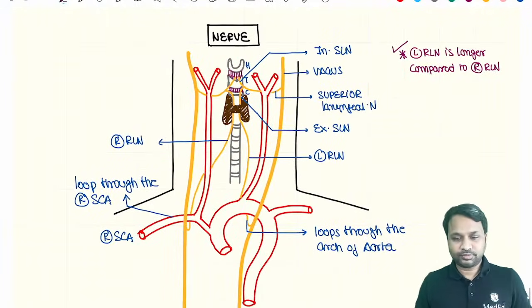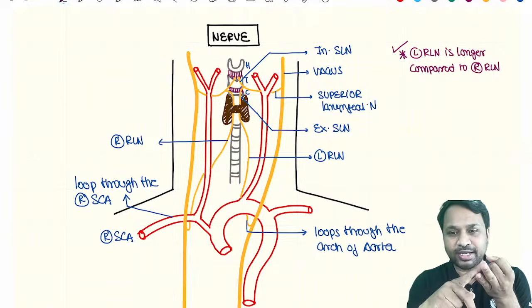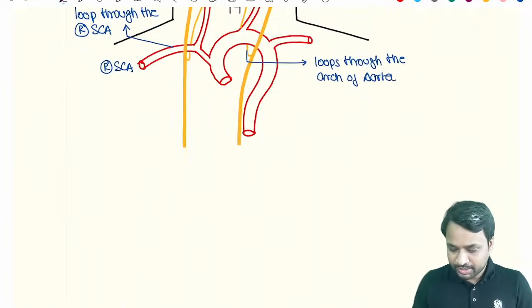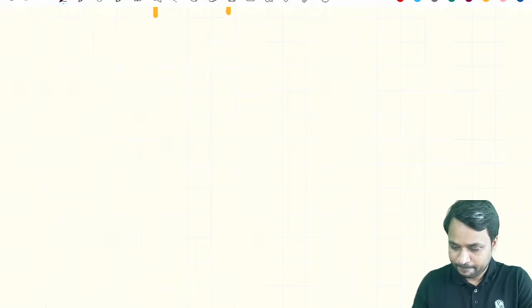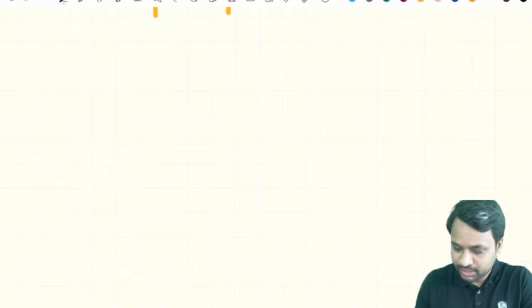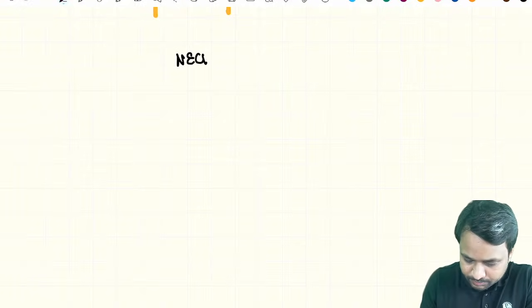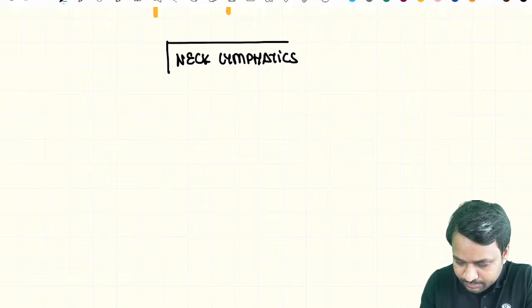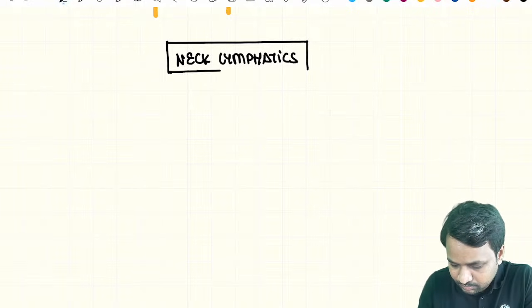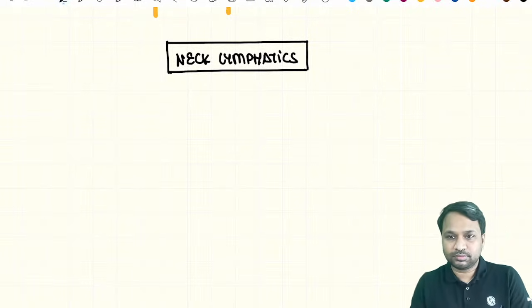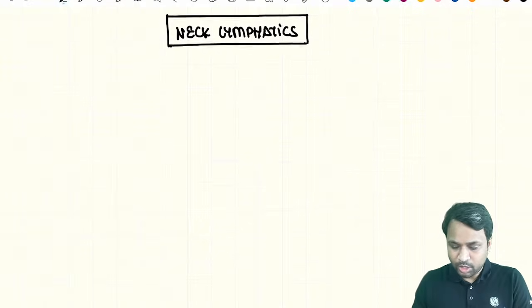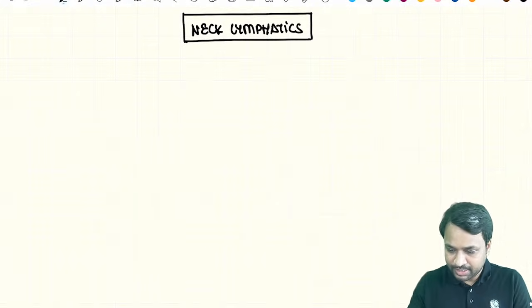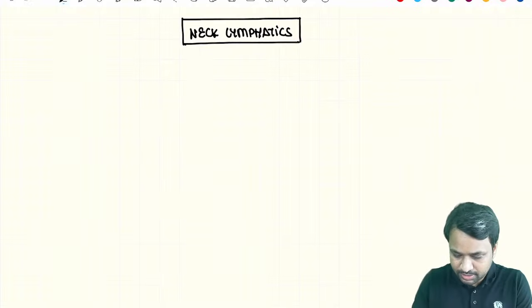Chalo. So we completed the arterial, the venous, and the neural component. So let's quickly look at the lymphatics of the neck as well. So we'll talk about the neck lymphatics. Now, when you talk about neck lymphatics, let's quickly run through that as well. Now, take this as the representation of the patient.